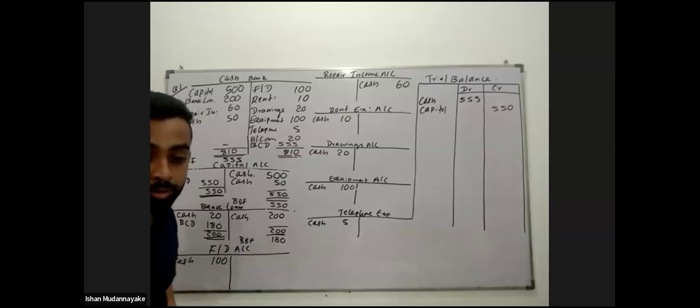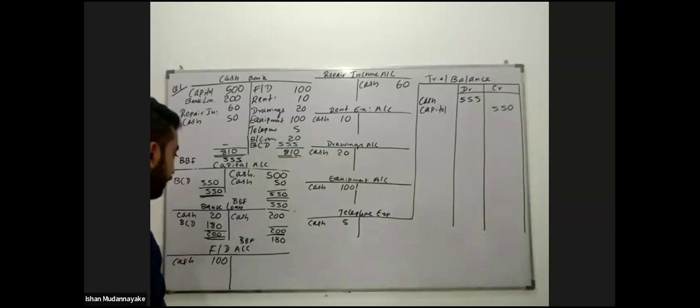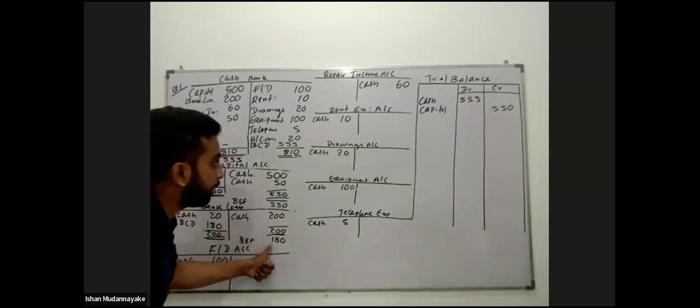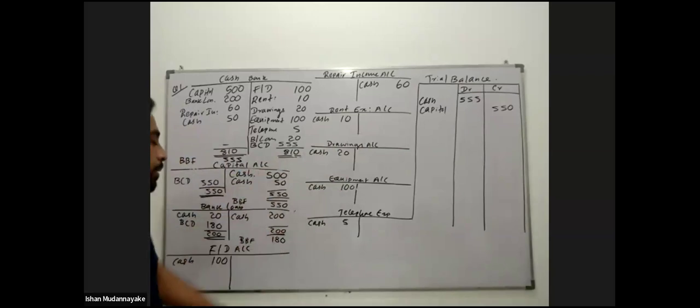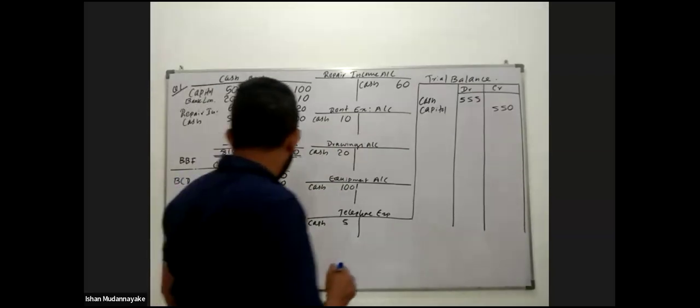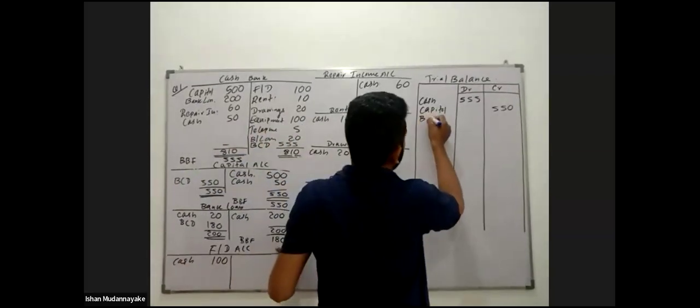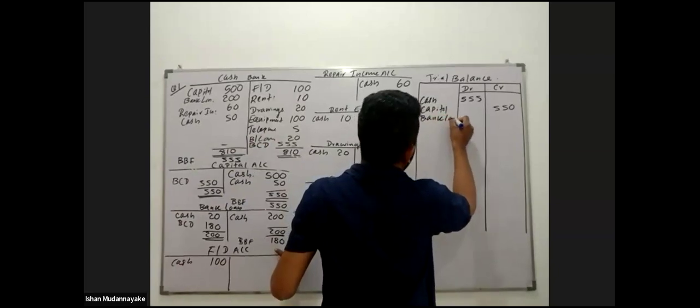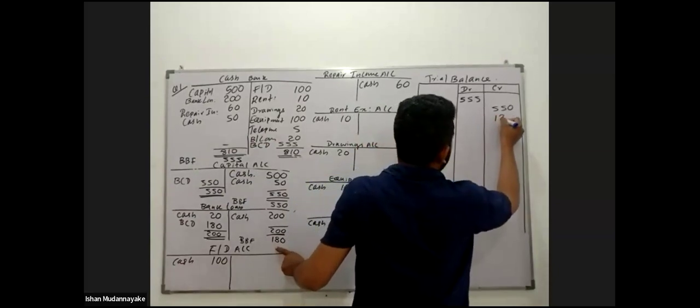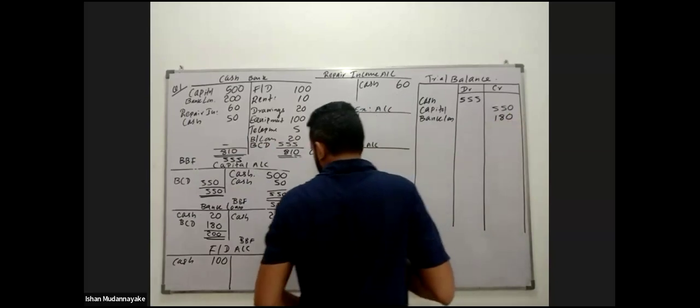Remaining bank loan amount, bank loan balance. And then transfer this bank loan balance to the credit side of the trial balance, bank loan 180.